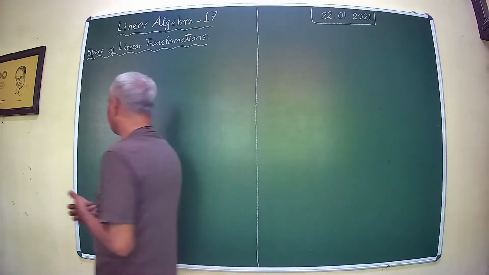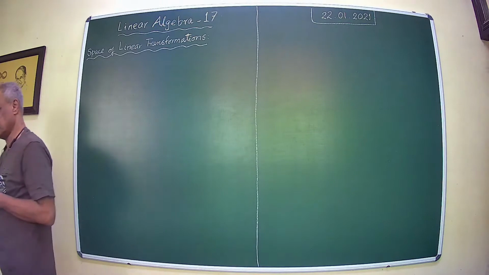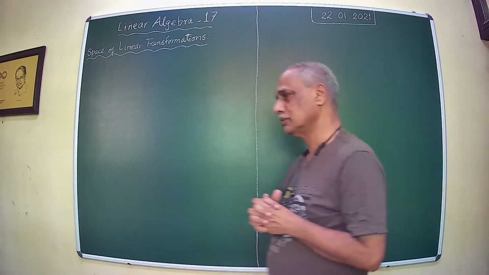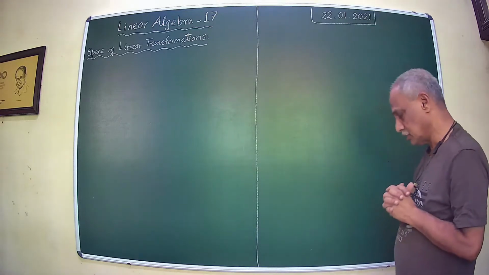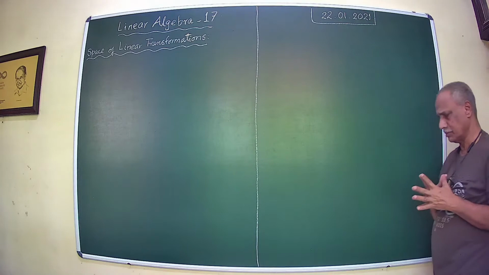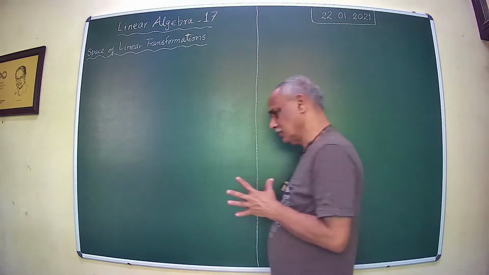So we continue from where we left last time. You recall that we were exploring an example to get some insight into the basis for L(V, W).